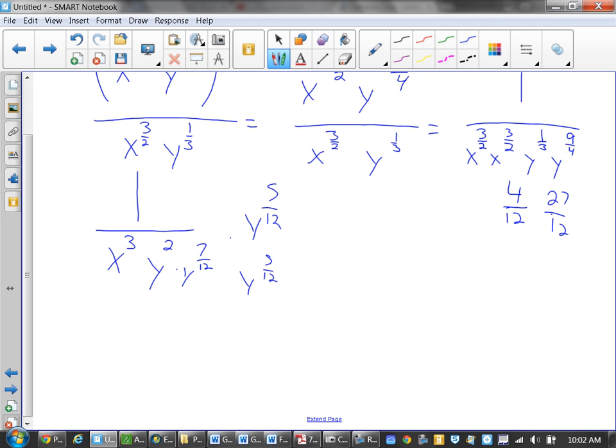Which therefore creates this value, 7/12 plus 5/12 is 12/12, which is 1. So it's literally just y to the one. So then it's y over y cubed. Correct. So the denominator now becomes x cubed, y cubed, and the numerator is y to the 5/12.